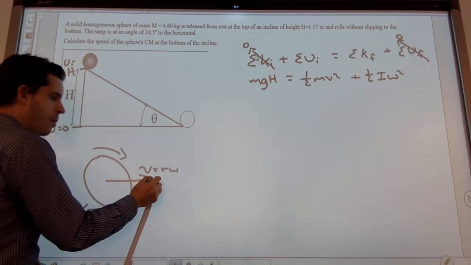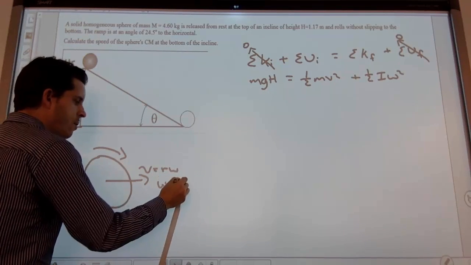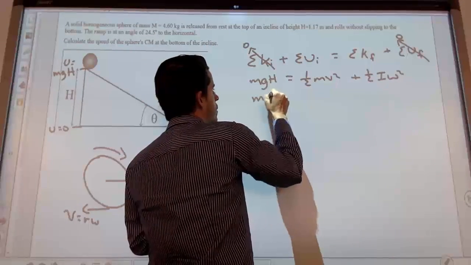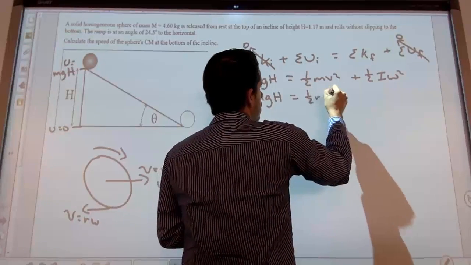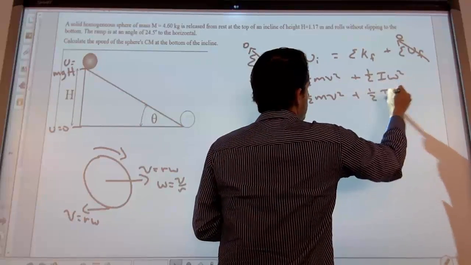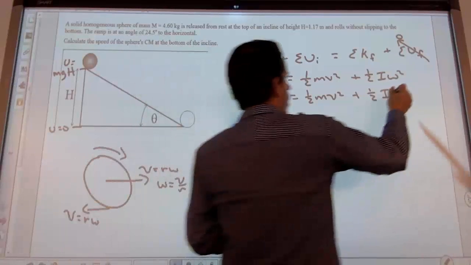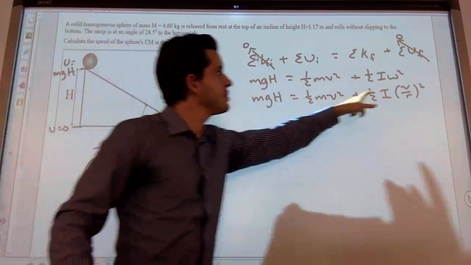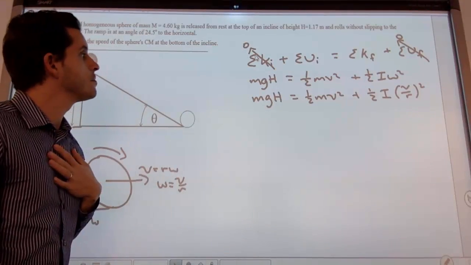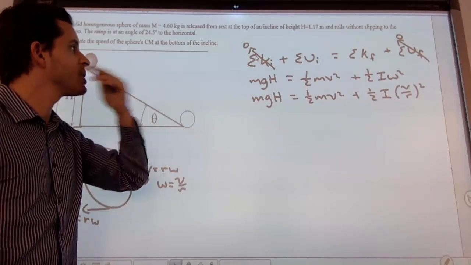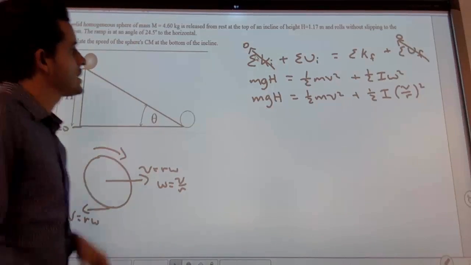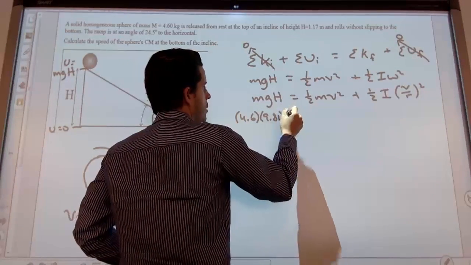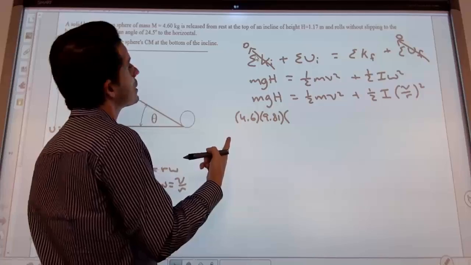So the speed is r omega, or omega is v over r, is going to allow us in this equation to replace this omega with v over r. So now our equation just has the v in it, which is the thing we're trying to find. And the rest we know. So we just start plugging things in. The mass is 4.6, 9.81 times height. If you can calculate that for me, that would be awesome.